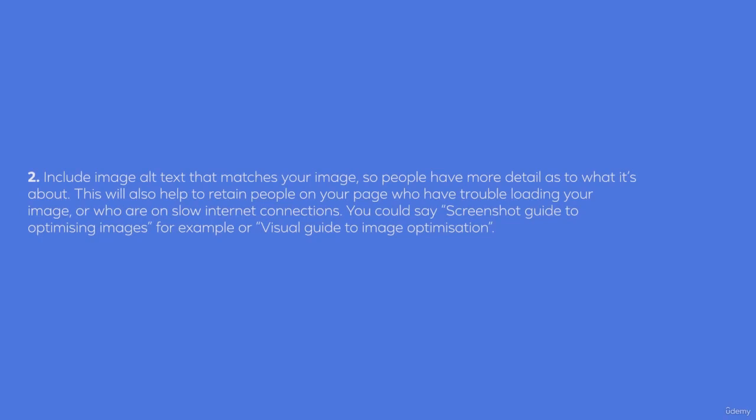2. Include image alt text that matches your image, so people have more details as to what it's about. This will also help to retain people on your page who have trouble loading your image or who are on slow internet connections. You could say, Screenshot Guide to Optimizing Images, for example, or Visual Guide to Image Optimization.